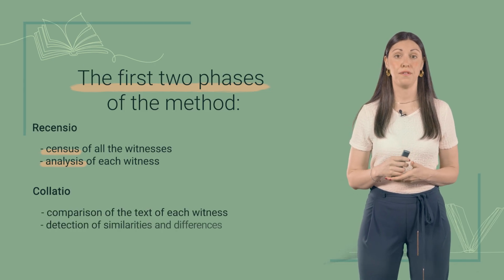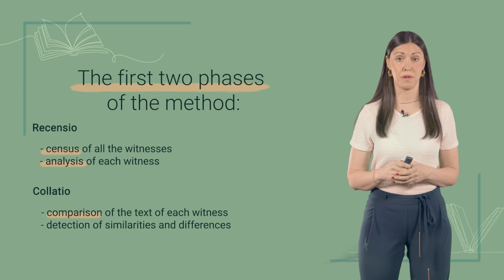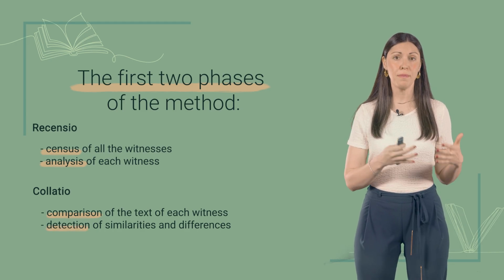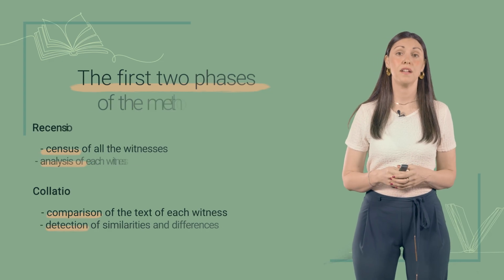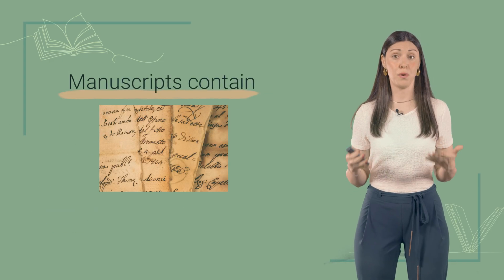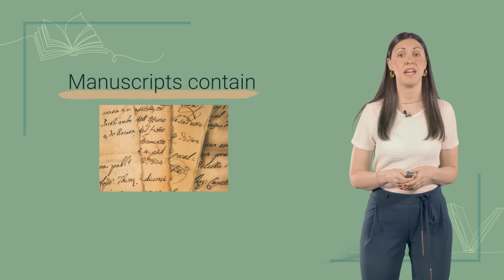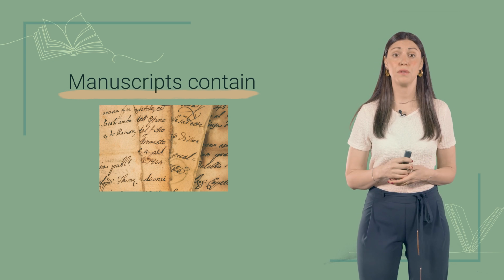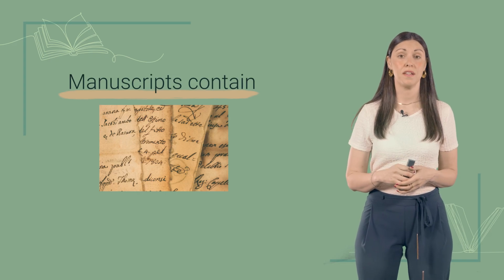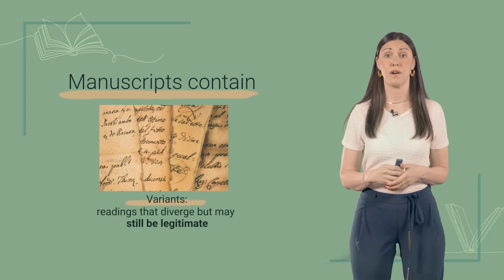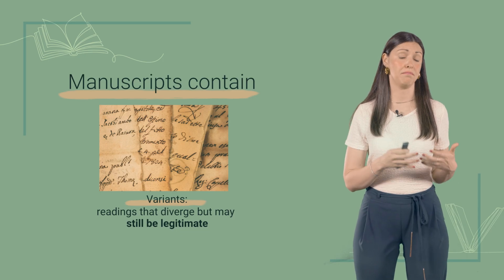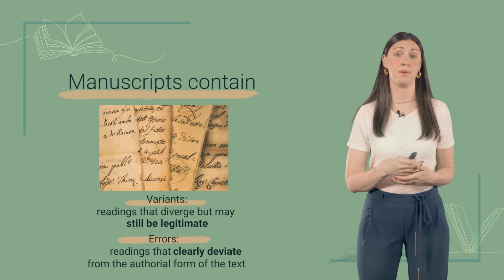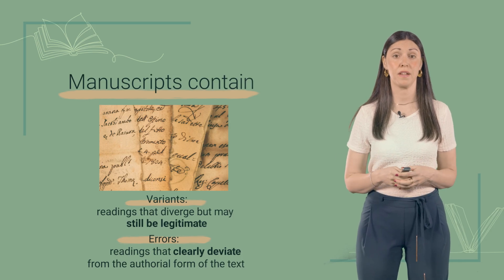During this stage, the philologist compares the text of each manuscript, aligning paragraphs in prose and lines in poetry to observe agreement and differences. Typically, manuscripts share large portions of text, but they also contain many differences, ranging from minor stylistic variations to significant discrepancies. These differences include variants, readings that diverge but may still be legitimate, and errors, which are readings that clearly deviate from the intended form of the text.